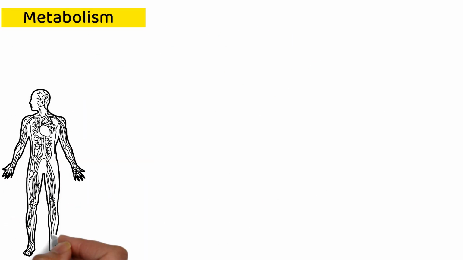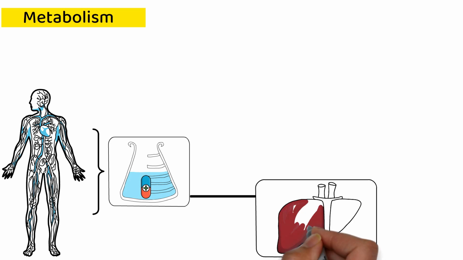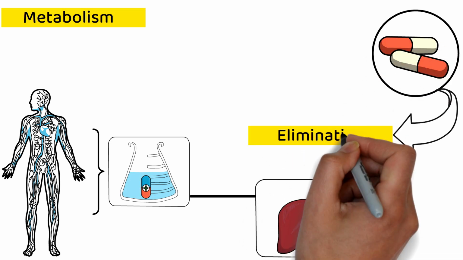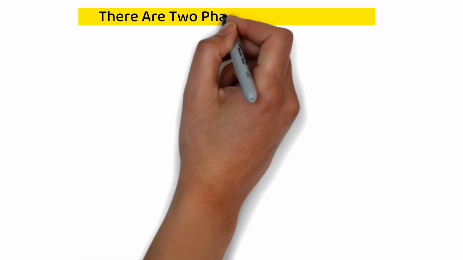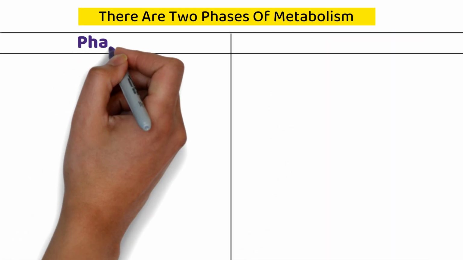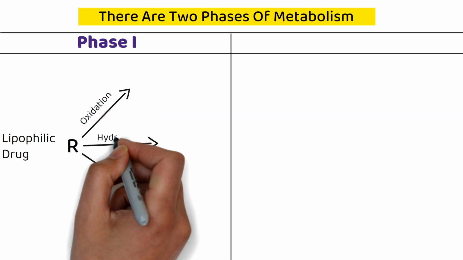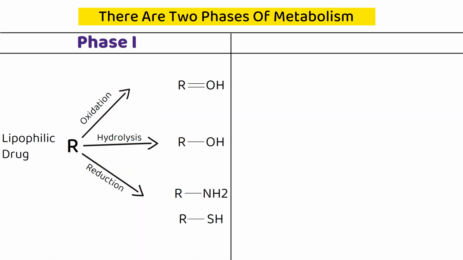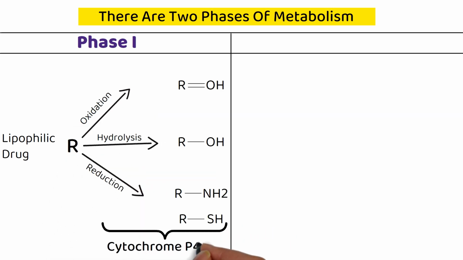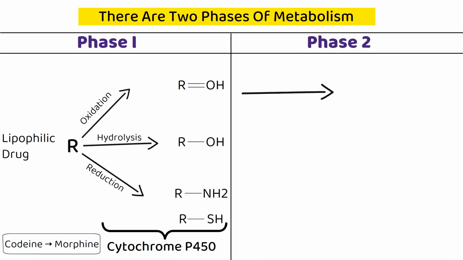Metabolism is how the body chemically alters the drug, mostly in the liver. This helps prepare the drug for elimination. There are two phases of metabolism. Phase 1, functionalization. Reactions like oxidation, reduction, and hydrolysis, often via cytochrome P450 enzymes. These can activate or inactivate drugs. For example, codeine to morphine. Phase 2, conjugation.